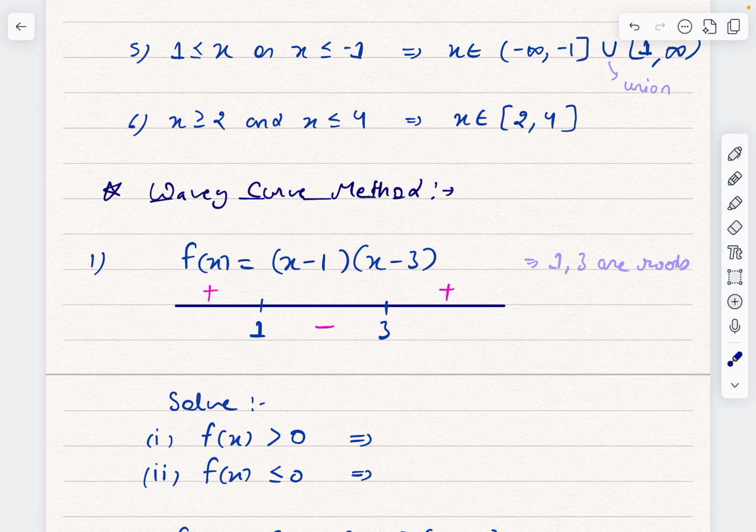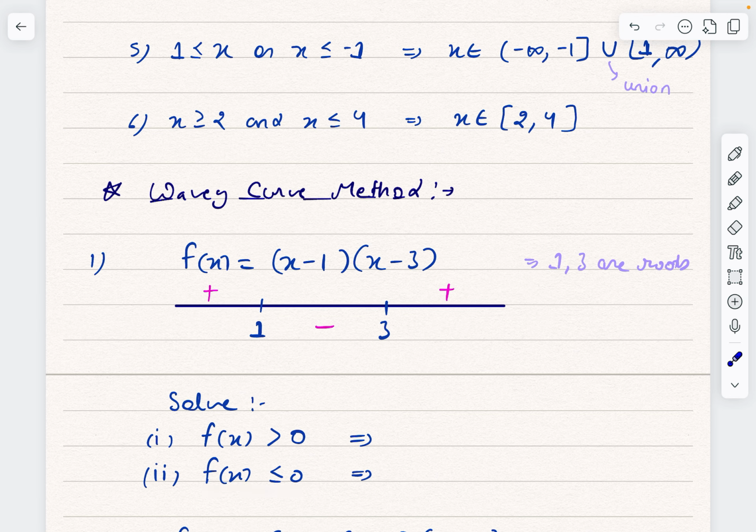Now, how do we solve the problems here? It says solve f x greater than 0, f x less than equal to 0. Solve basically means here you have to find the values of x for which these inequalities are true. Like there are two different parts. So we have to find the values of x for which this is true in the first part and the values of x for which this is true in the second. How do we do this thing?